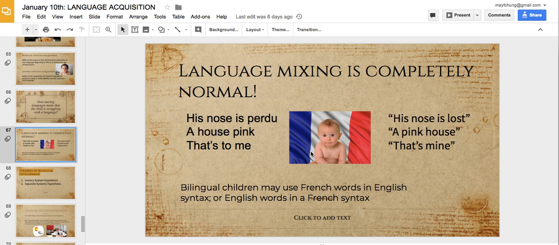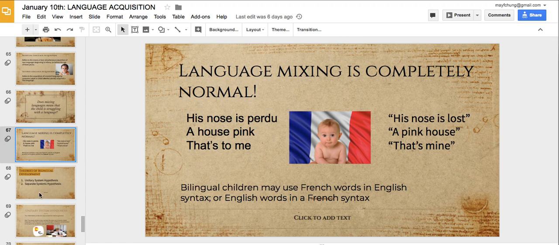So, for example, a child that is growing up in an English context and a French context may use French words in an English syntax or English words in a French syntax. So, a child may say, "his nose is perdu" for "his nose is lost," "a house pink," so using a syntax of French on English words, or "that's to me" for "that's mine."